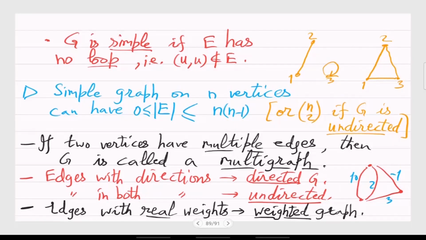So we defined what a graph is. It has vertices and edges. A vertex has an adjacent vertex, or a vertex is connected to another vertex. A graph is simple if there are no self loops on any vertex. And if we assume that the edges between a pair of vertices are unique, or at most one, then you can see that the edges can only be quadratic in the number of vertices n.